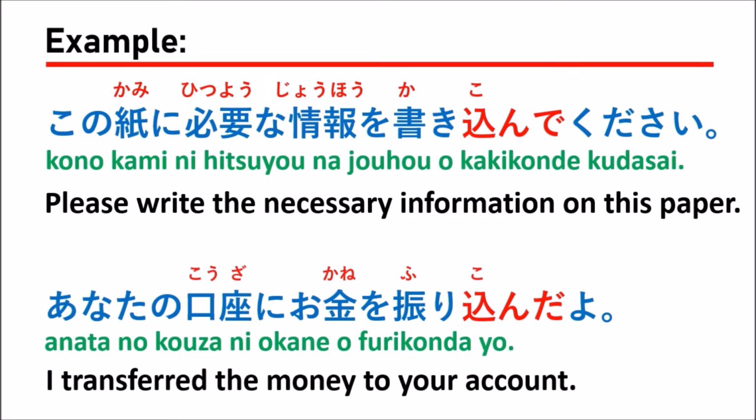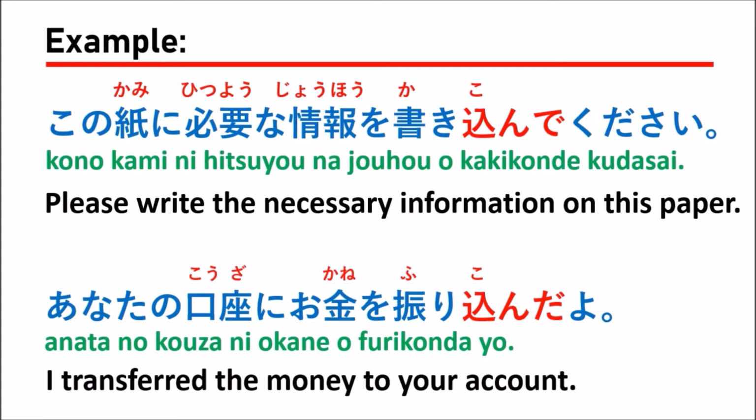But in this case, we change komu to the te or de form, right? So we can say kakikunde kudasai. What do you write? Hitsuyou na jouhou o kakikunde kudasai. Where? Kono kami, this paper, right? Which means please write the necessary information on this paper. この紙に必要な情報を書き込んでください。Something like this.